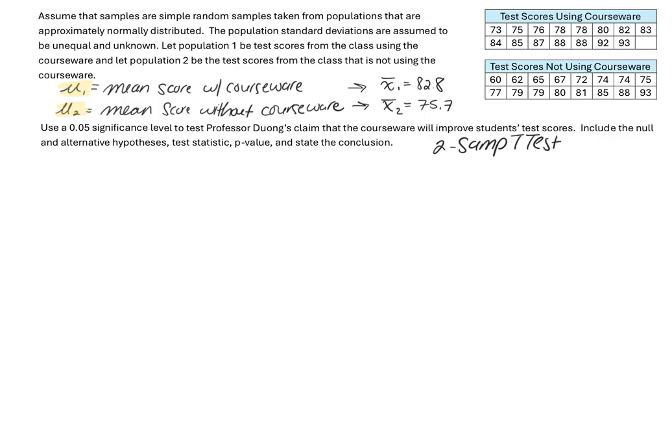Okay, and we're using a t-test because we don't know the population standard deviation for either population. Now notice that the sample mean, from the sample of student scores, the average score for the group using the courseware was an 82.8 compared to the average score for the students who didn't use the courseware, which is a 75.7. So the sample data does appear to show that students using the courseware on average have a higher score. But we want to make sure that that difference is real.